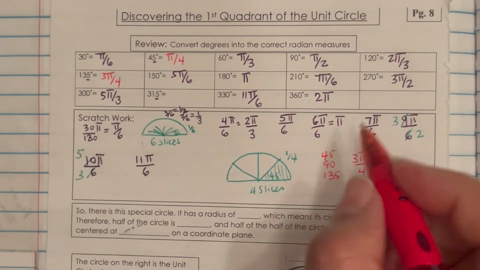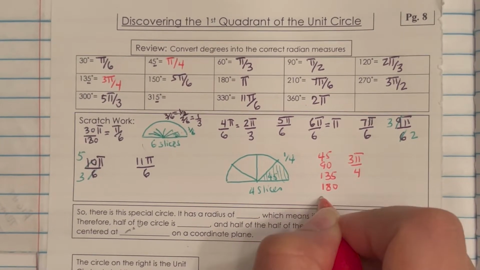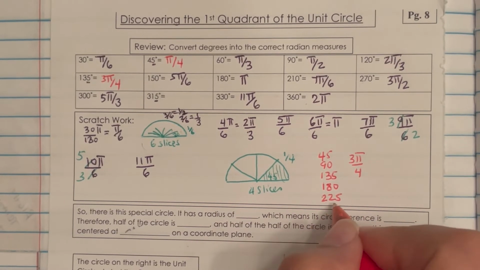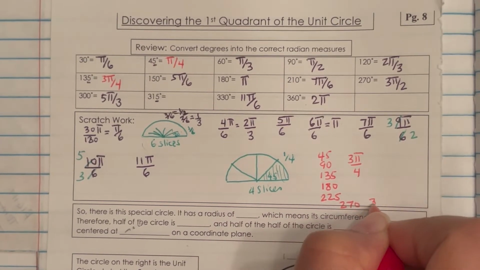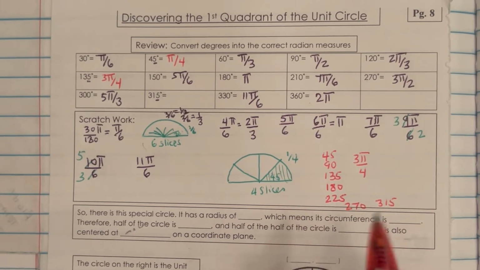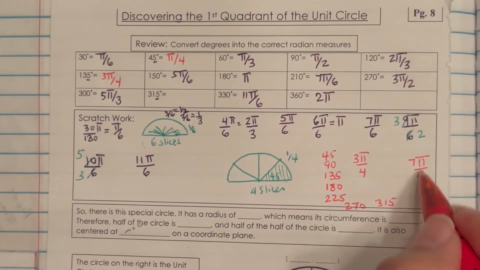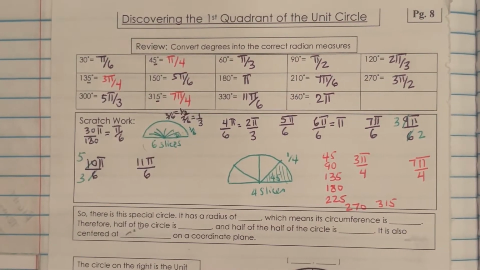If you go to 315, again, we're just going to keep counting. Plus 45, plus 45, plus another 45, plus another 45, until we get to, yep, that's the number we're looking for. How many slices is that? 7 slices. So 7 out of the 4 pi.